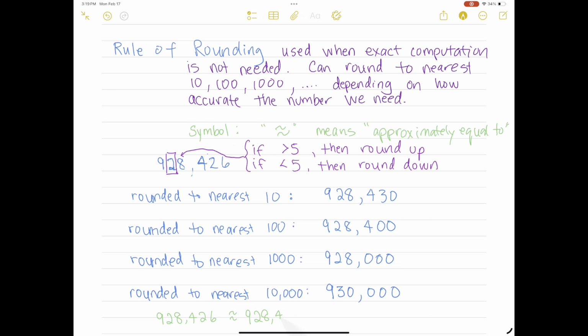So in summary, 928,426 is approximately equal to 928,430 when rounded to the nearest 10, which is approximately equal to 928,400 when rounded to the nearest 100, which is approximately equal to 928,000 when rounded to the nearest thousand, which is approximately equal to 930,000 when rounded to the nearest 10,000.